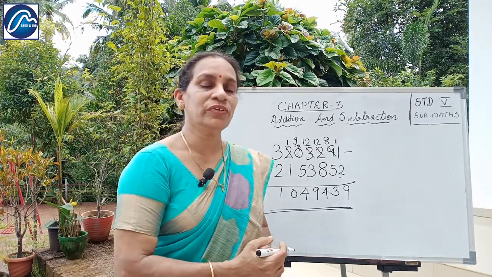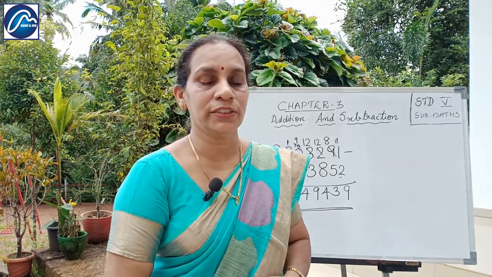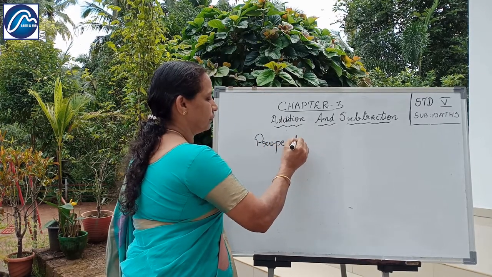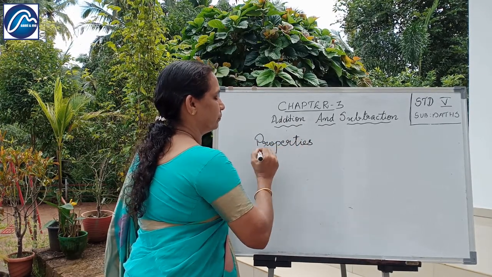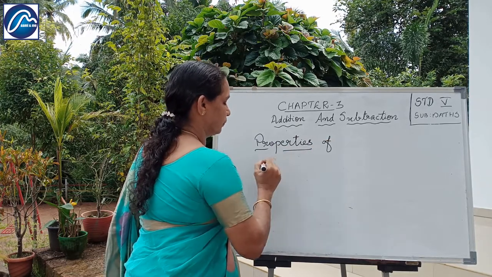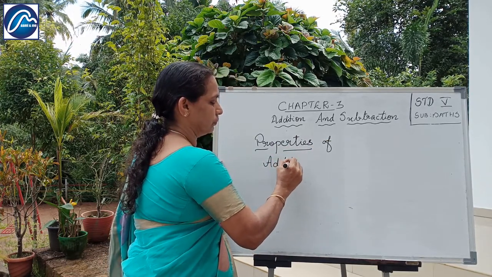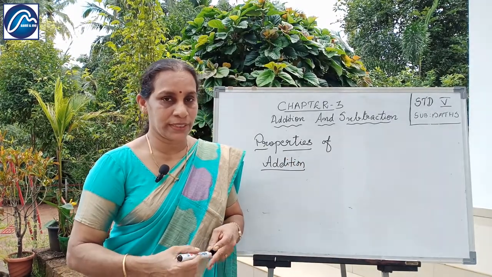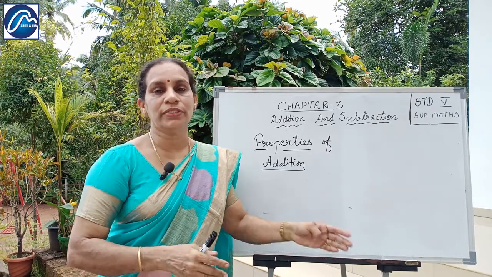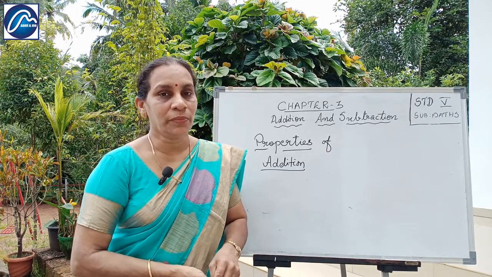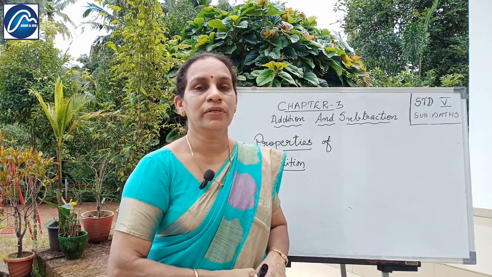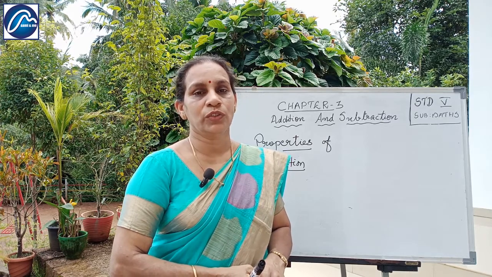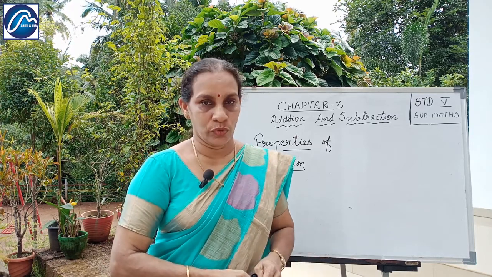Okay. So next we are going to learn the properties of addition and subtraction. Properties of addition. What are the properties of addition? You have learned it from the smaller classes onwards. What are the properties? When you are adding a number with a 0, you will get the same number as the result or sum. So, for example, 4 plus 0, 4.